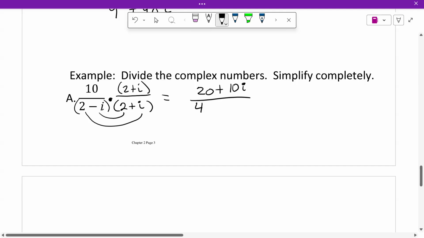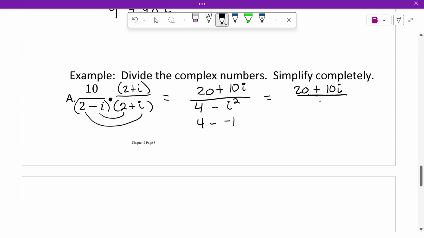They're conjugates. What's negative I times positive I? Negative I squared, which is 4 minus a negative 1, which is 4 plus 1 or 5. Can we reduce this fraction? Yeah, both these are divisible by 5, so it's 4 plus 2I. Boom, we're done.